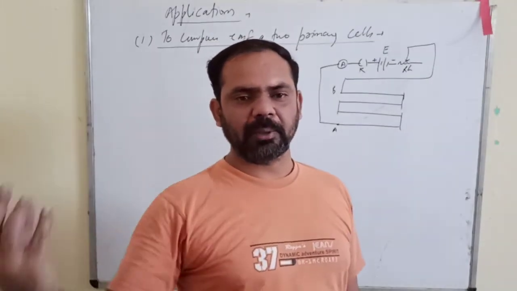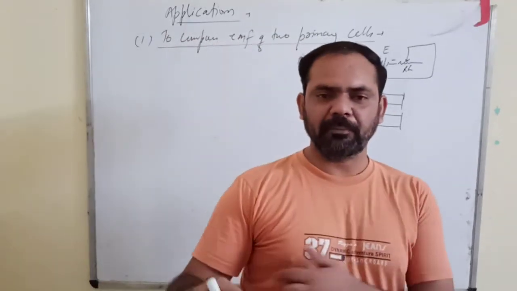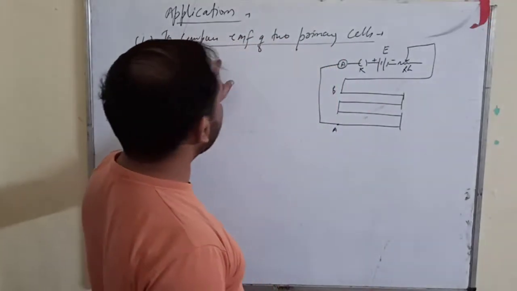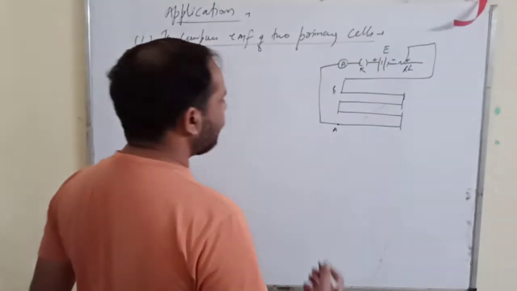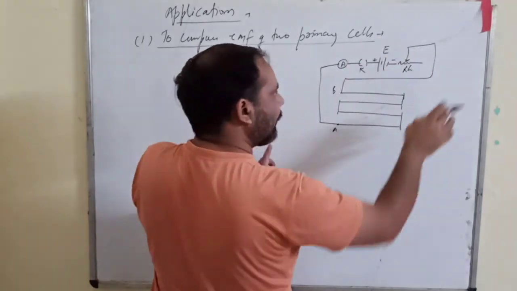Suppose you are given two unknown cells and you want to compare which cell is having more EMF and which cell is having less EMF. So you can do that with the help of this potentiometer. Now what is the process? We make the connection of the potentiometer. This is the connection of the potentiometer.